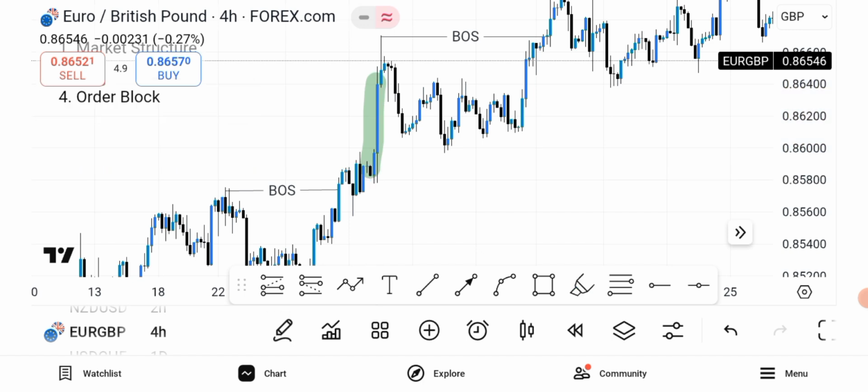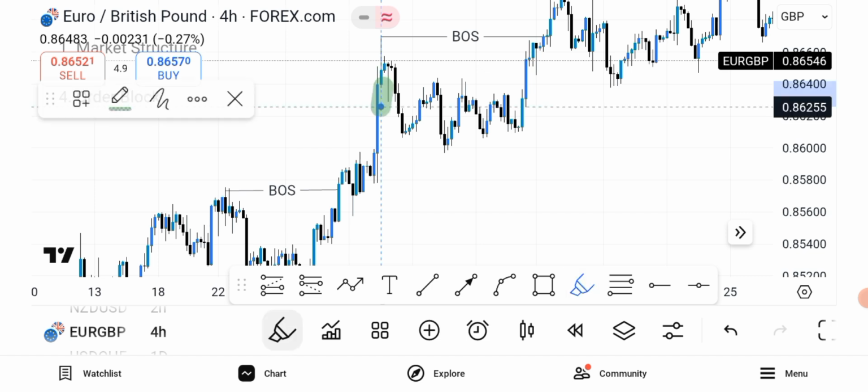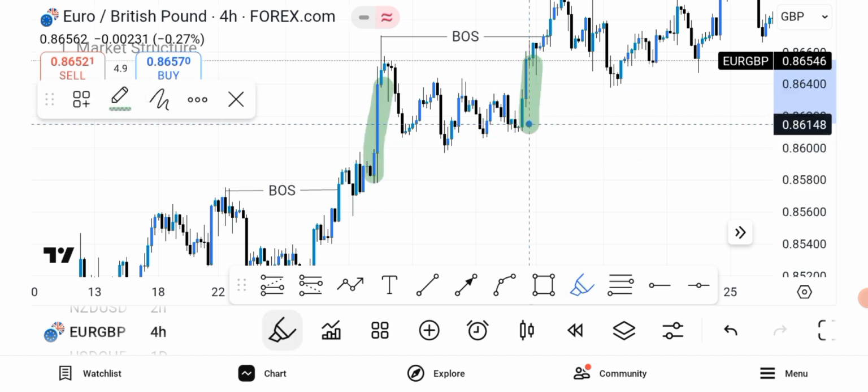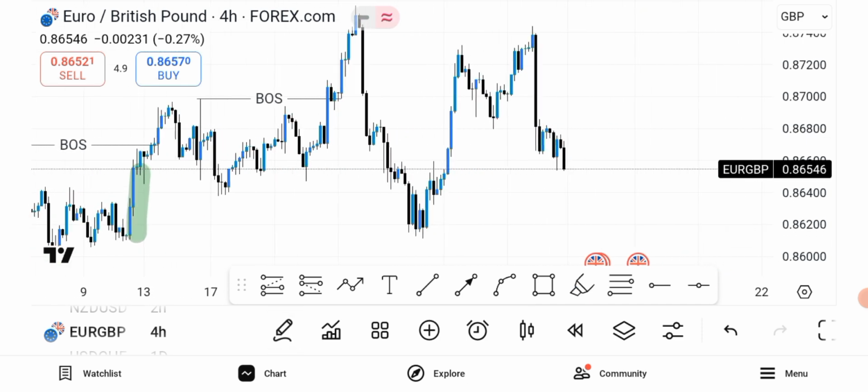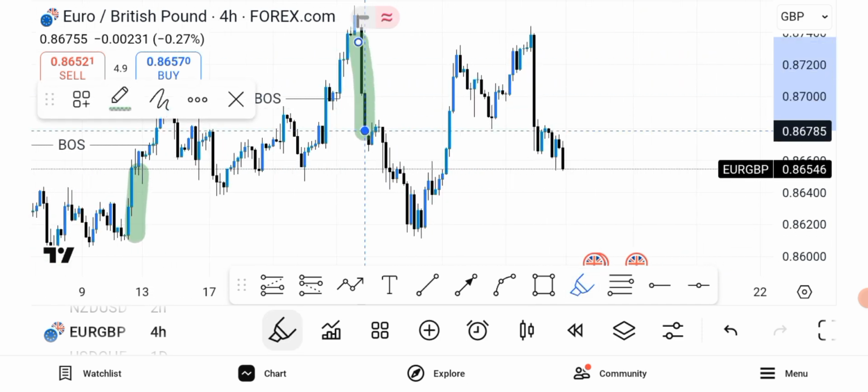And then after finding my fair value gap, in this case, I will be explaining what a fair value gap is. These candles here, let me show you. These candles here are fair value gaps, and as you can see from here too, we have other ones called fair value gaps.